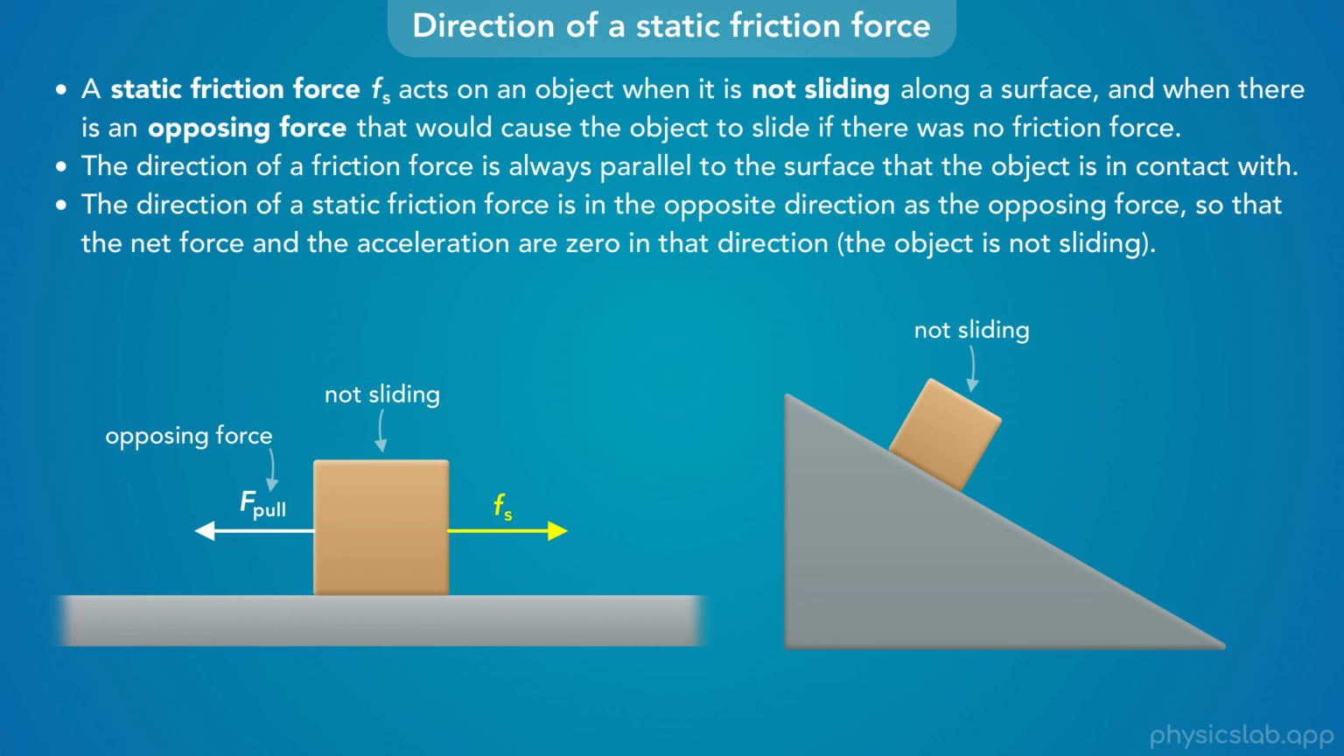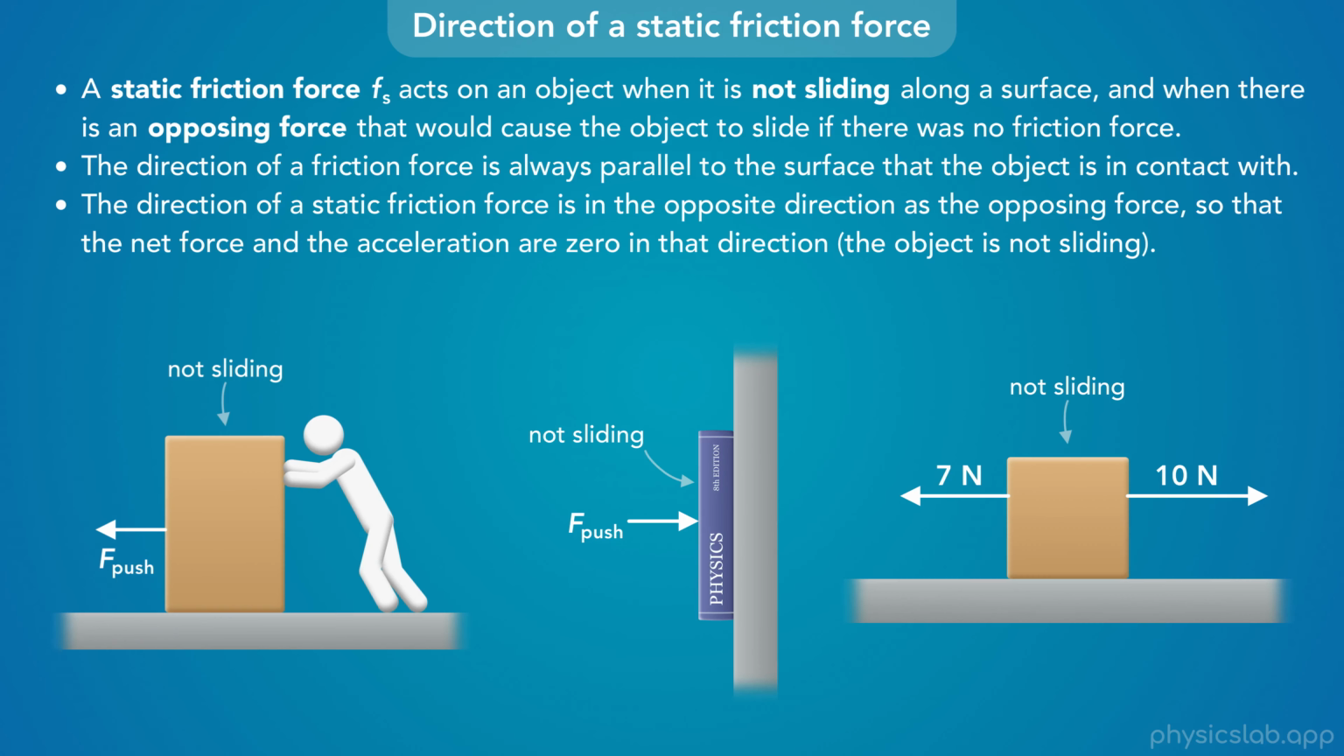What if this box was on an inclined surface at an angle? We learned in another video that there are components of the gravitational force on the box that act parallel and perpendicular to the surface of the incline. So if there was no friction, then gravity would cause the box to slide down the incline. We could say the opposing force is the component of the gravitational force that's parallel to the incline. Since the box would slide down without friction, the static friction force must be acting up the incline so that the net force is 0. And again, the friction force must be parallel to the surface.